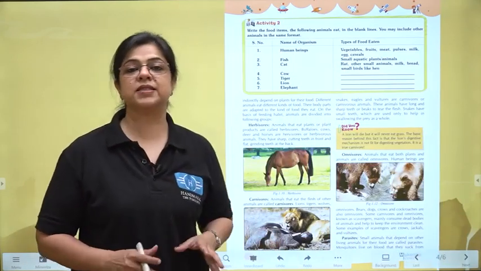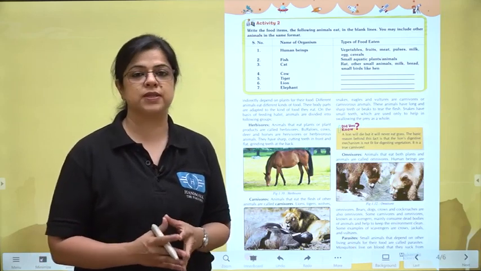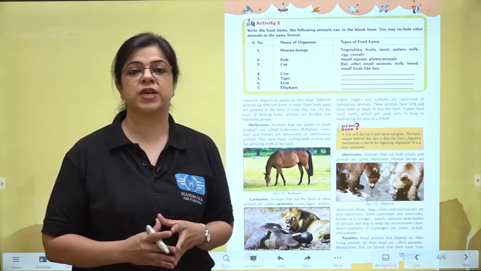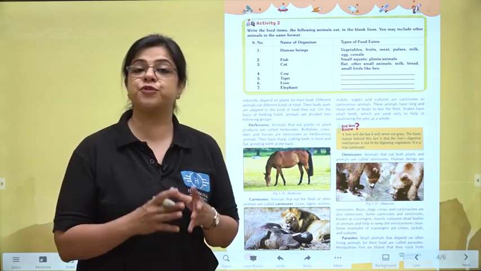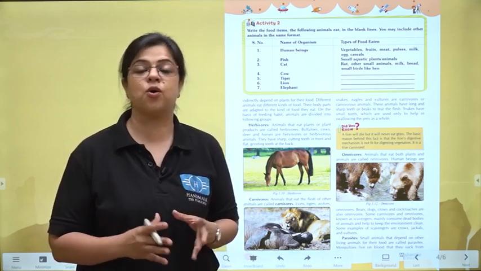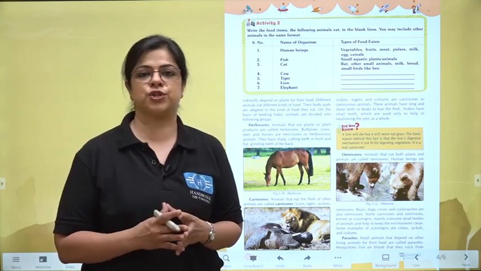From our junior classes, we have been learning about the different kinds of food habits of animals. One thing that we know for sure is that animals are heterotrophs. That means that animals have different modes of intake of food. Also, animals depend on plants or other sources of food for nutrition.